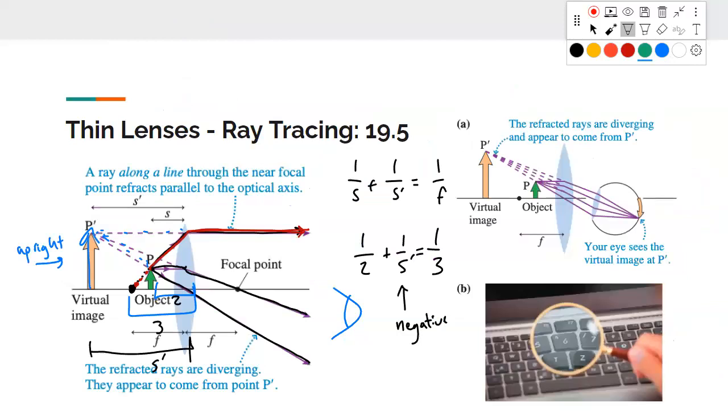You can see mathematically how this happens now that you've seen the thin lens equation: if our F is bigger than our S, then we'll have some fraction on the left that's bigger than the fraction on the right. So we have to make it smaller in order for them to be equal, which requires a negative S prime. That's kind of the idea.